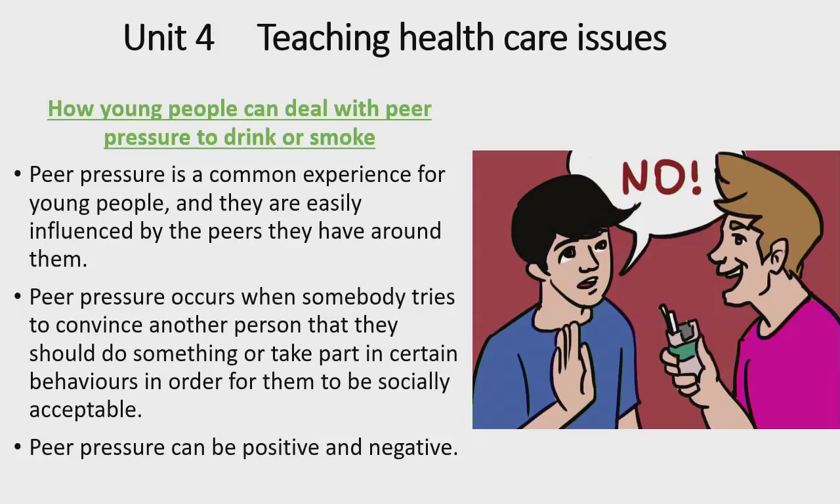We now move on to how young people can deal with peer pressure when it comes to drinking and smoking. So peer pressure is a common experience for young people, and they are easily influenced by peers they have around them. Peer pressure occurs when somebody tries to convince another person that they should do something or take part in a certain activity or show behavior in order for them to be socially accepted. However, peer pressure is not only negative and can also be positive.